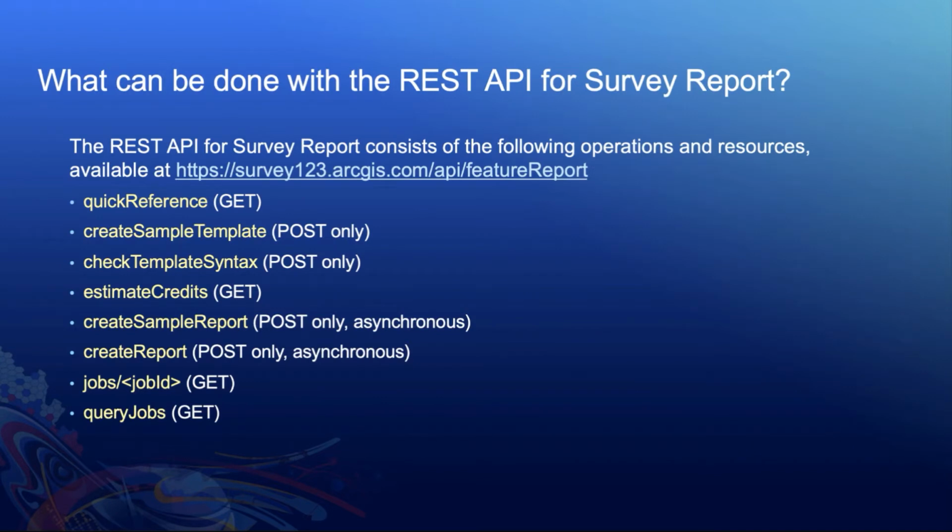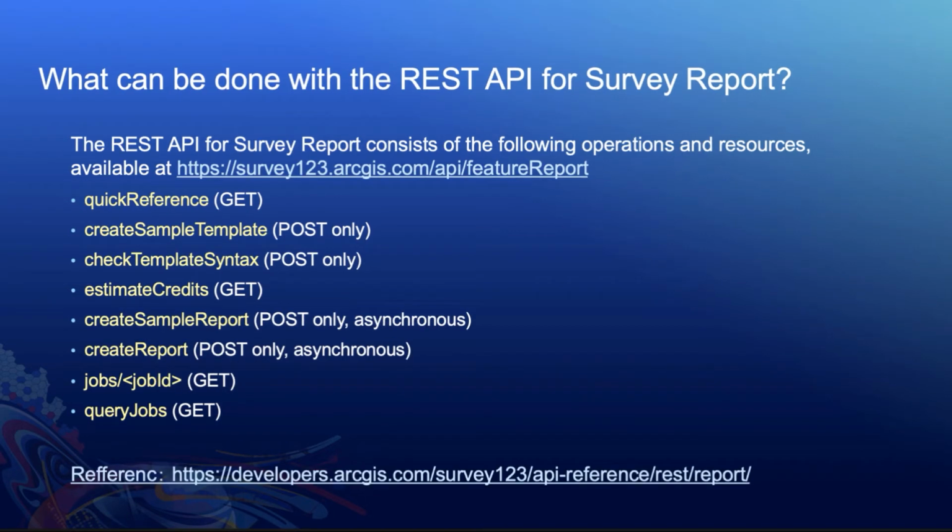So, what can be done with the REST API for Survey Report? The REST API for Survey Report is hosted at survey123.arcgis.com/API/feature-report and consists of the following operations and resources. Quick reference, create sample template, check template syntax, estimate credits, create sample report, create report, jobs, and query jobs. You can go to the reference page to find more details for each resource.